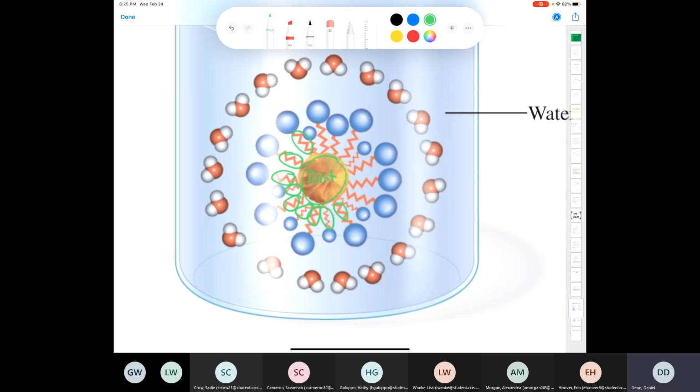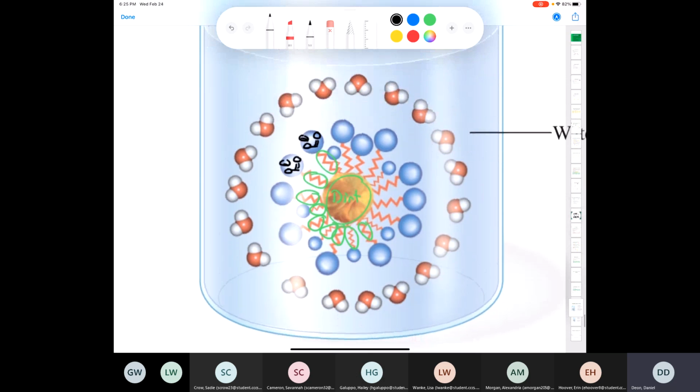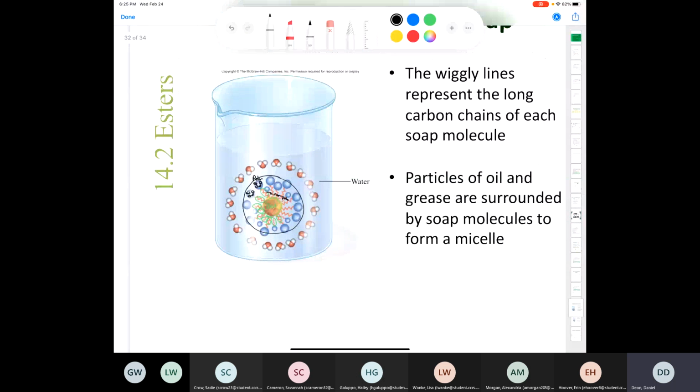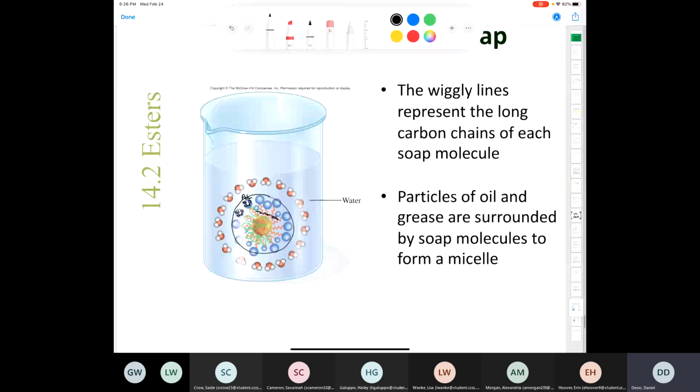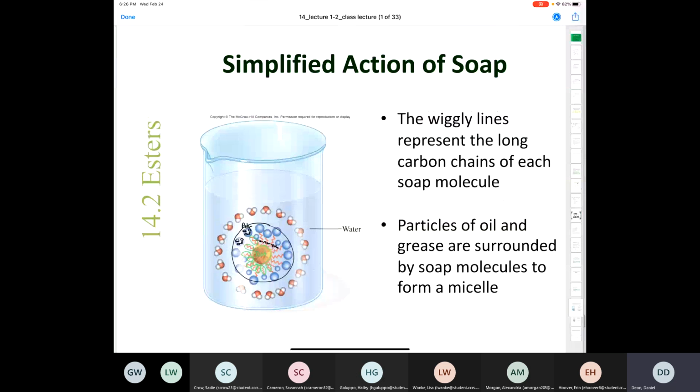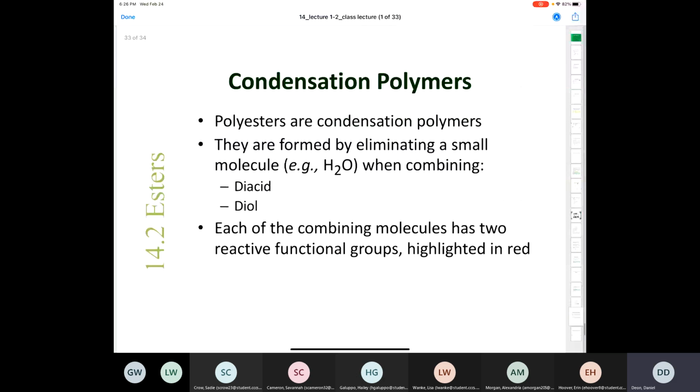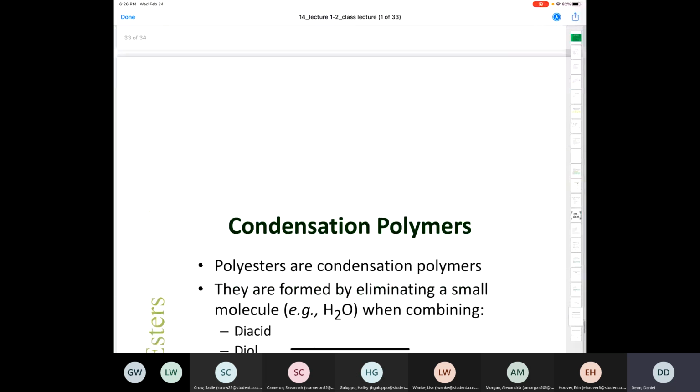And the carboxylate portion, so these are all the carboxylates, O minus, right? These are all the carboxylate portions. Those interact with the water, because this part is polar and this part is non-polar. So they form this little bead here, which is called a micelle. Now, obviously, these are microscopic, but the grease gets trapped inside those micelles and gets washed down the drain. So that's how soap works. It says here, simplified action of soap, but good enough.